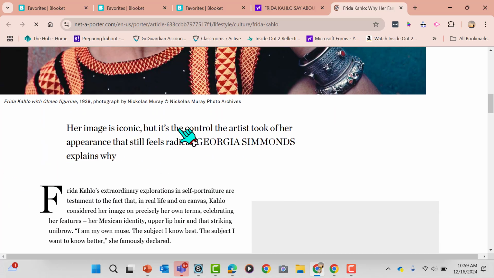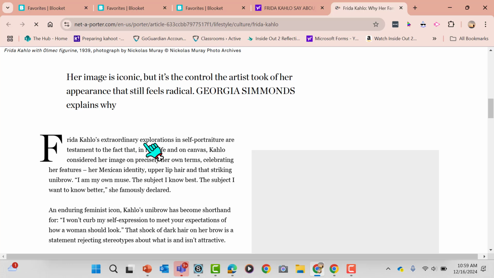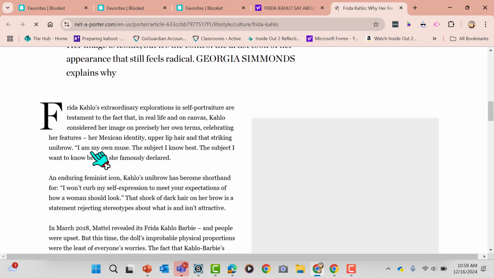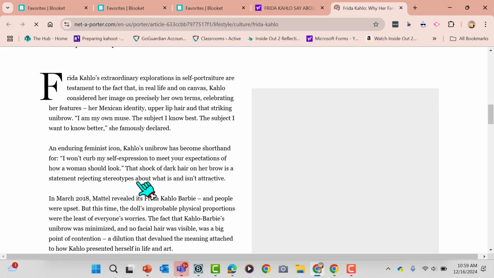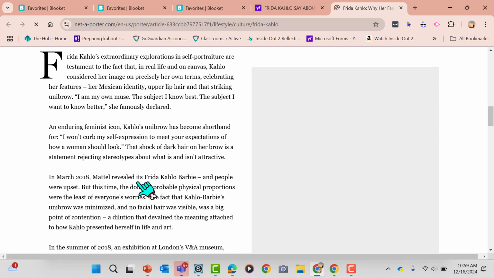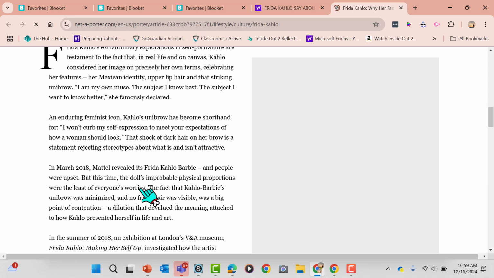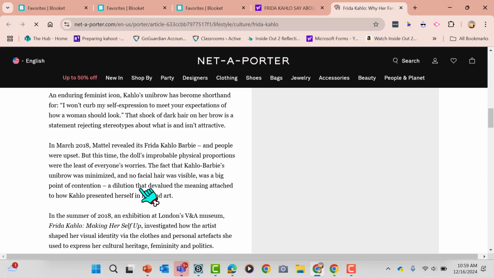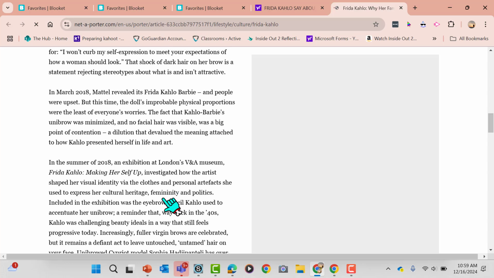Her image is iconic, but it's the control the artist took of her appearance that still feels radical. Her extraordinary explorations in self-portraiture are a testament to real life on canvas. All right? I am my own muse, the subject I know best, the subject I want to know better, is what she said. I won't curb my self-expression to meet your expectations of how a woman should look. And she's saying we don't have to be all cleaned up and pretty all the time like Barbie.